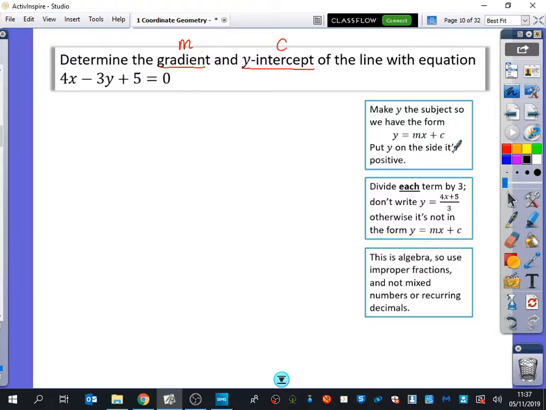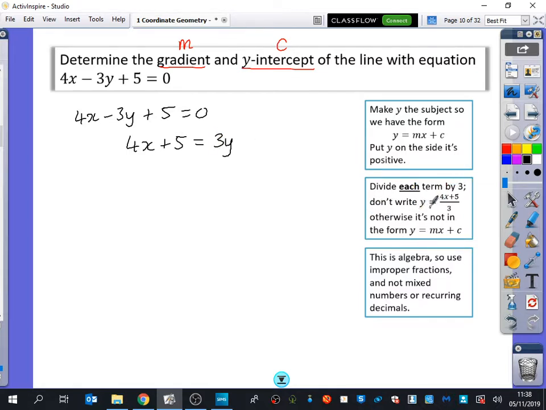So let's start off with that. We have 4x minus 3y plus 5 equals 0. Which term should we move? The y, because we want this to become positive. So we get 4x plus 5 equals 3y. The second step that I've put here is that we're going to divide each term by 3 because of the 3 that we have here.